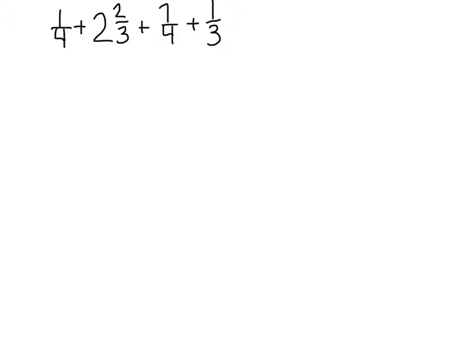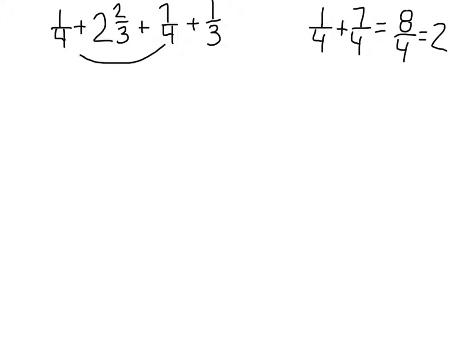So what I have is 1/4. I would do this in my head, but I'll write it over here. 1/4 plus 7/4 is 8/4, which is 2. So if I put these two together, I get 2, and then I still have 2 2/3 plus 1/3.